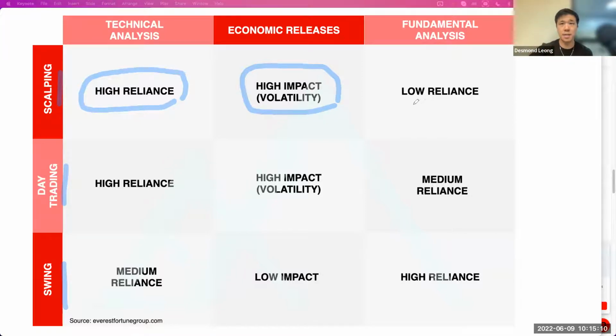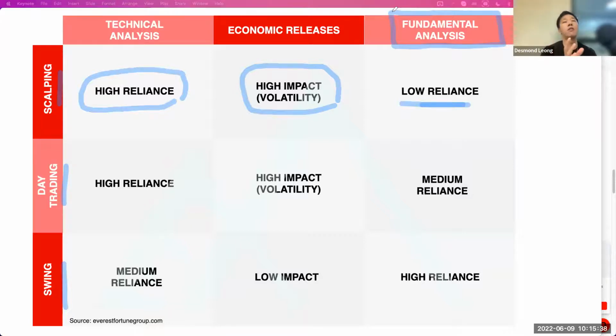economic news releases. In terms of fundamental analysis, right? Fundamental analysis actually has a pretty low reliance. What does that mean, right? That actually means that if you are scalping, let's just say you're scalping gold, right? You're trying to take a small scalping trade, maybe 5 minutes, right? Or maybe 10 or 20 pips on gold, right? Your long-term view on where gold is going to go by the end of the year is not relevant, right?